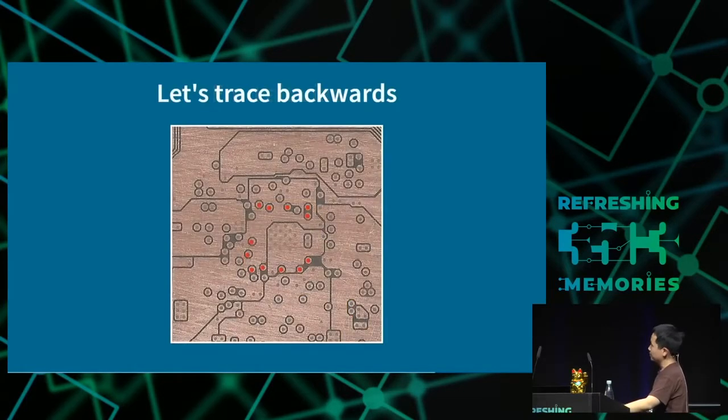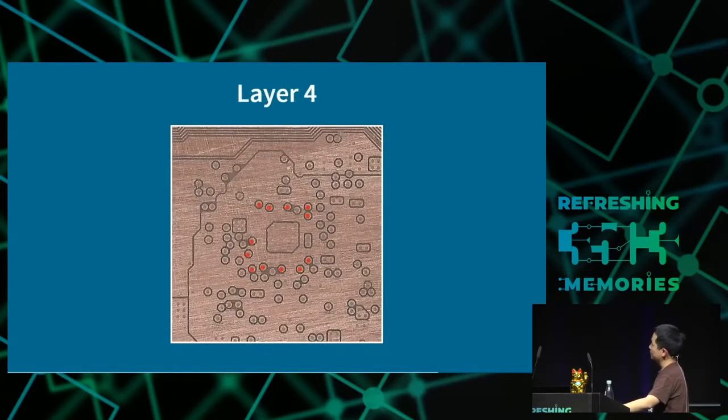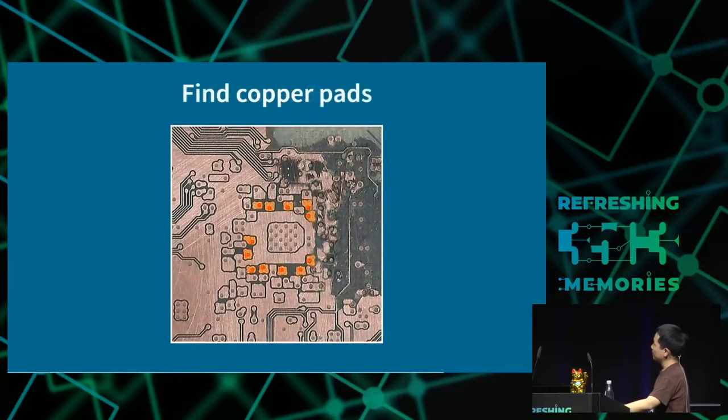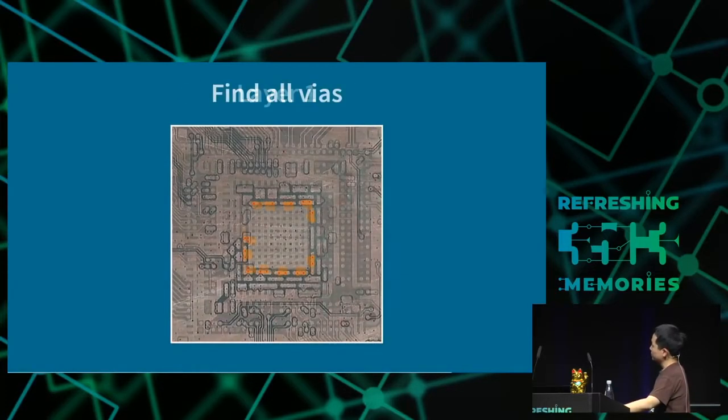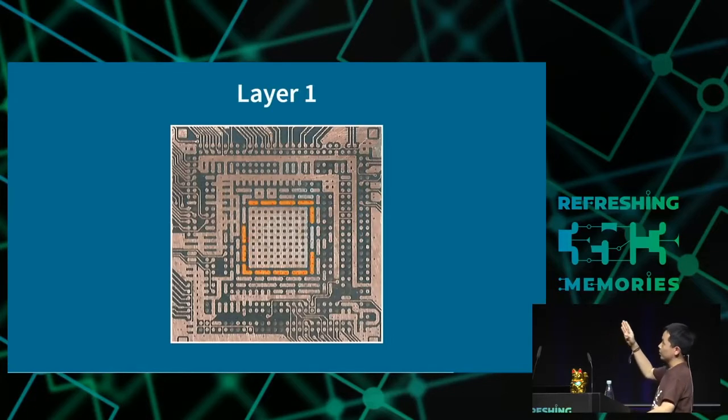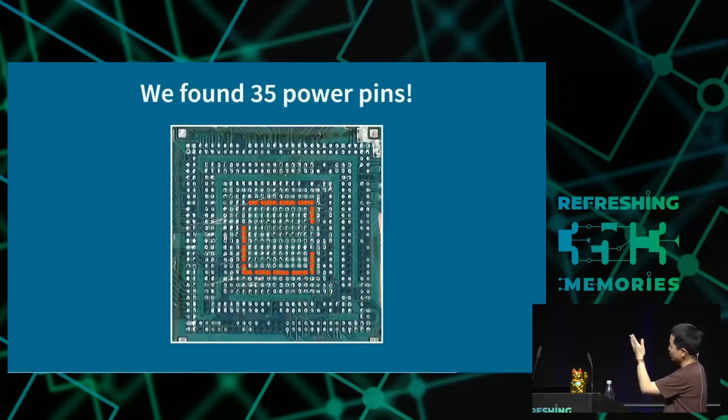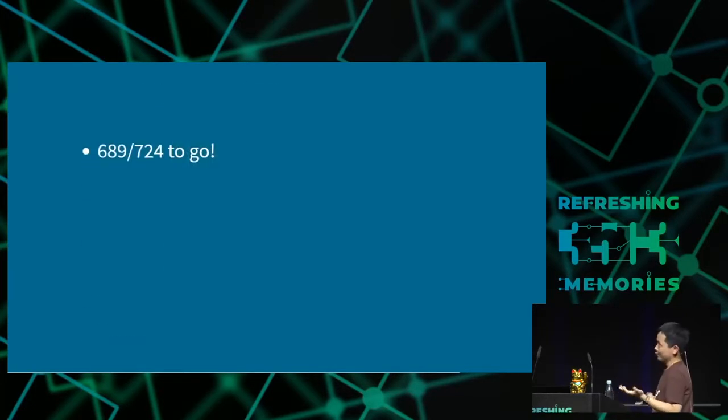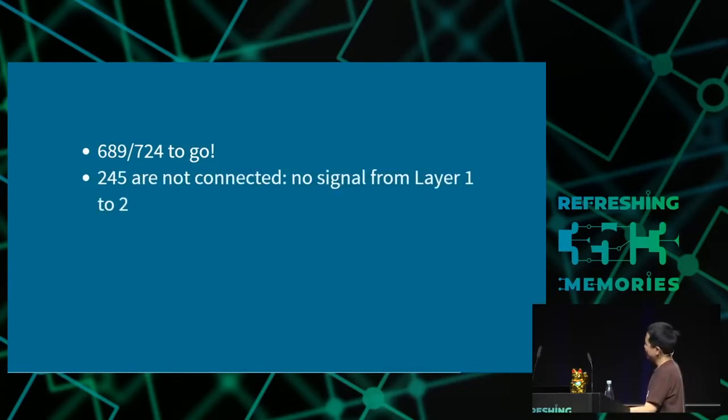Now we can work backwards and do the same thing and basically find where it's connected each time and highlight the copper that's associated with it. And then we get to the top and we see that all of these little sausages are connected together. And these are 35 pins that correspond to one voltage rail. And that means we only have 689 more to go. But the good news, 245 of them are not connected, and you can just see that by looking at layer 1 to layer 2. There's no connections.